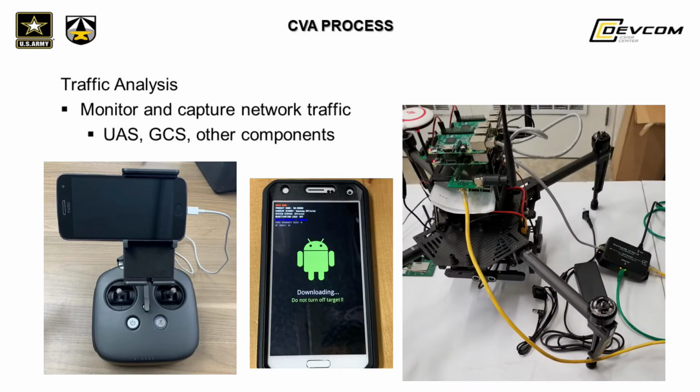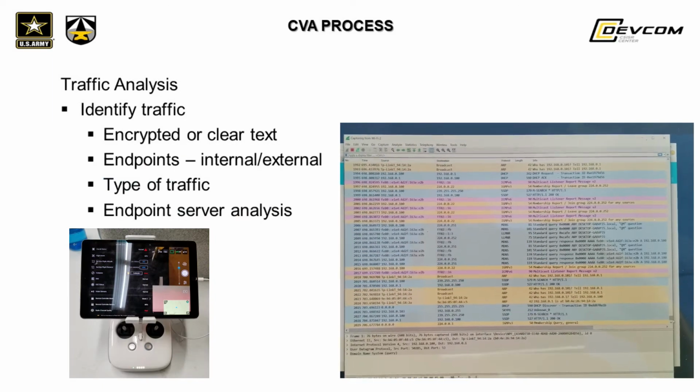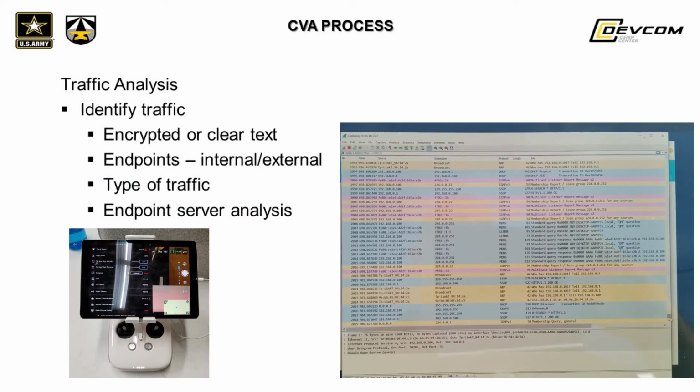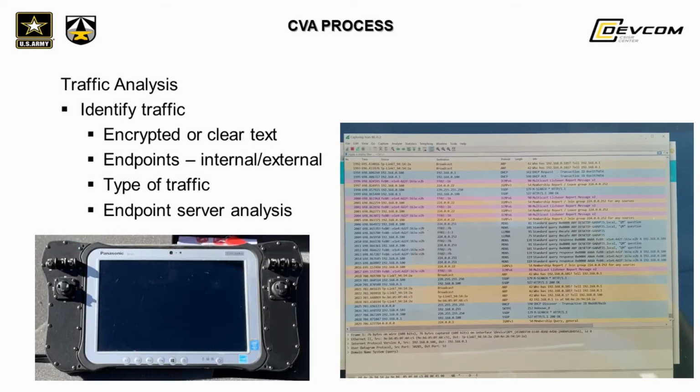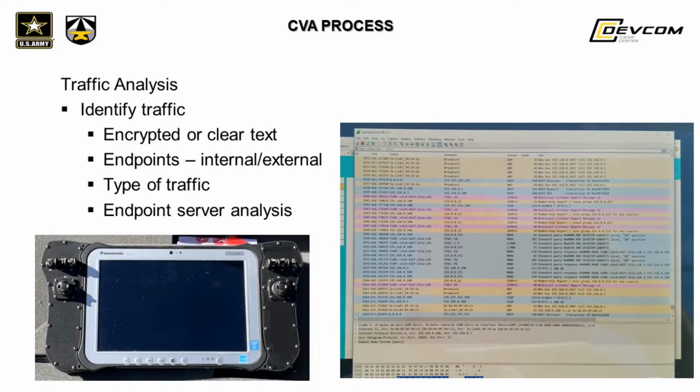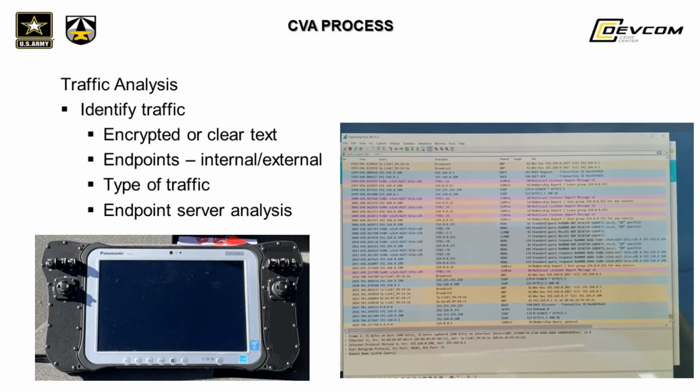Prior to flying a UAS, JVAB will accomplish a traffic analysis of the UAS and its ground control station, as well as other components such as a smart device. A traffic analysis will consist of monitoring and capturing traffic between the UAS and the GCS and other components of the system. If traffic is identified as being sent to the local or remote network, JVAB will attempt to identify if it is encrypted and the type of encryption being used.